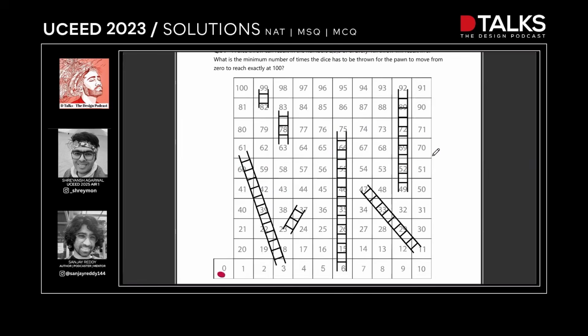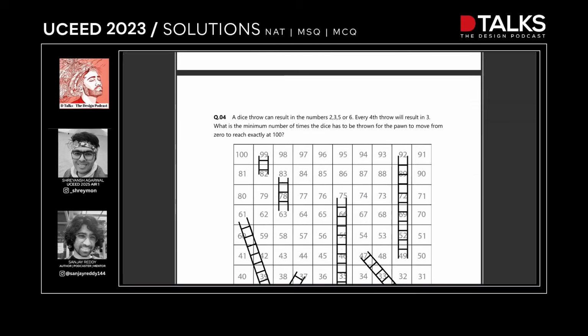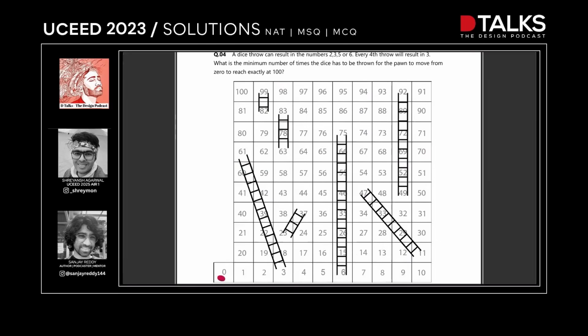Fourth question. Okay. So we have a dice throw that can result in the numbers 2, 3, 5, or 6. Every fourth throw will result in 3. What is the minimum number of times the dice has to be thrown for the pawn to move from 0 to reach exactly 100?